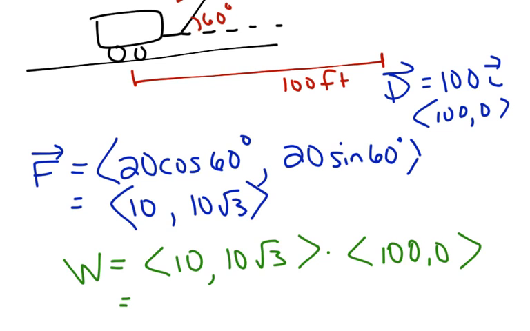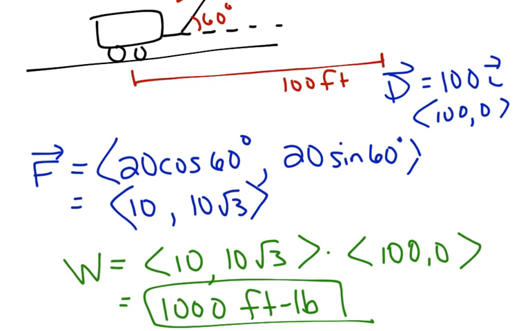When I do that, I'm going to get 10 times 100, which is 1,000, plus 10 square root of 3 times 0, which is 0. So it turns out the work being done is 1,000 foot-pound. And that is an application of the dot product.